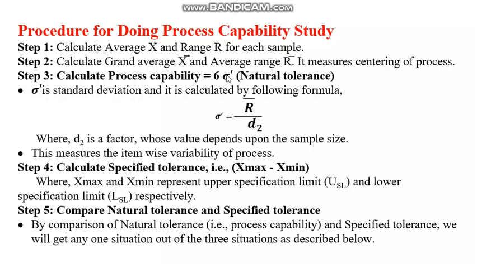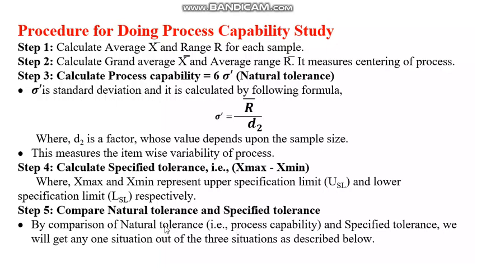Then step 5. Now compare the natural tolerance, this one 6 sigma prime, with the specified tolerance, this one. The natural tolerance you calculate from all the control charts what you got, and the specified tolerance is what the design department has given us. You compare these two. The natural tolerance, which is the process capability, is not given by the design engineer.